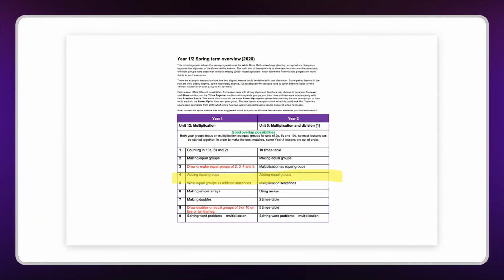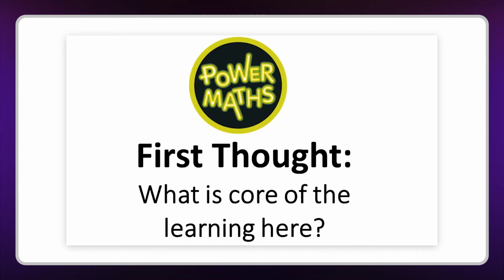I'm looking at the year 1 and 2 spring term, and I've found these lessons. I've picked them more or less at random. They just had the same title, Adding Equal Groups, for year 1 and for year 2. So that's my starting point. I picked this because it's spring term, so it's what's coming up after Christmas when we've had a bit of a break.